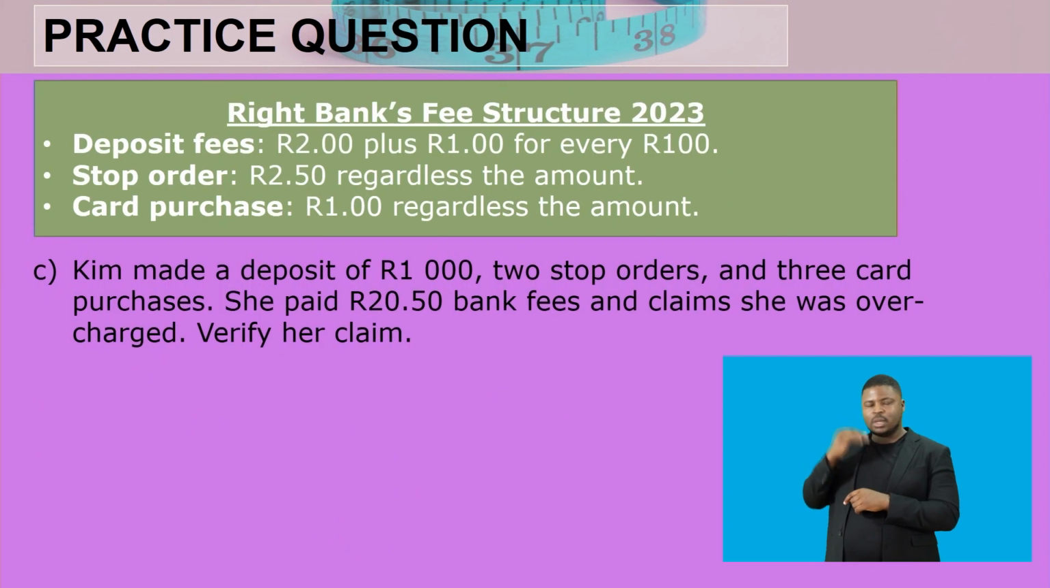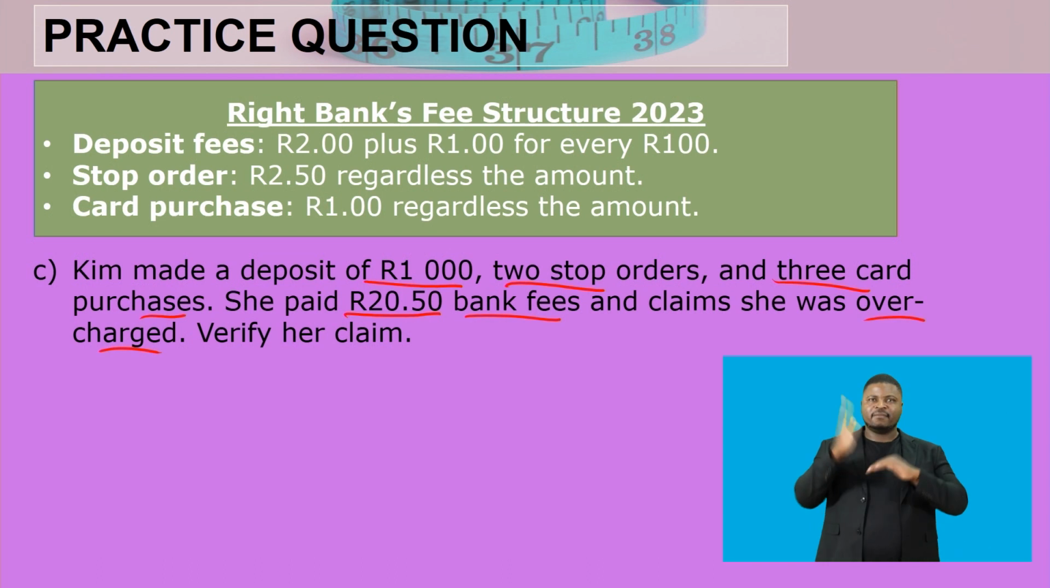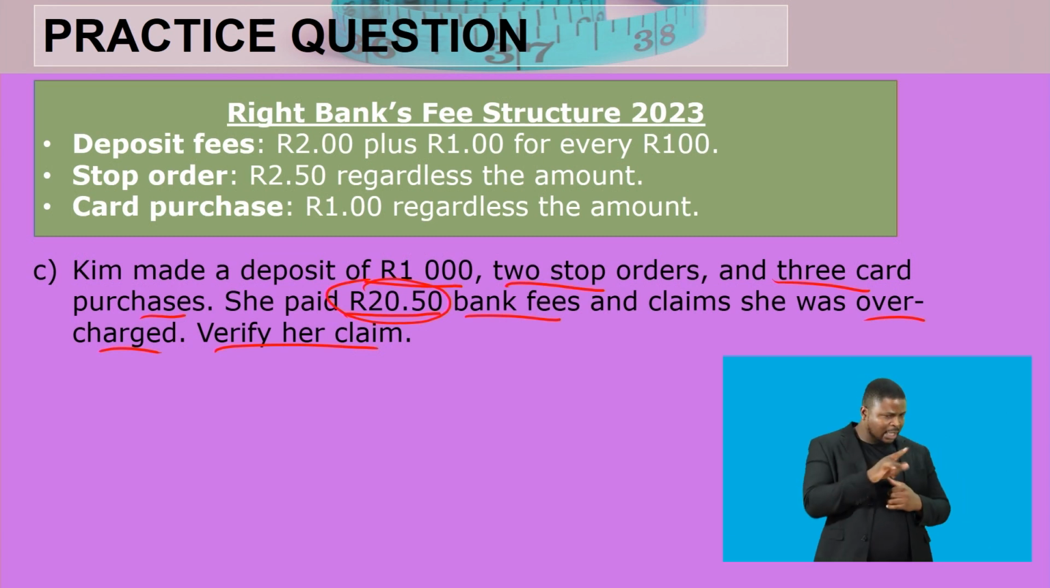We go to the next question. The next question says, Kim made a deposit of 1,000 rand, 2 stop orders, and 3 card purchases. She paid 20 rand 50 cent bank fees and claims that she was overcharged. She claims that this 20 rand 50 cent was more than what she expected. Verify her claim. Firstly, we have to calculate these fees individually. We start with the deposit fees. Deposit fee we already calculated in our previous question, and the fee for deposit was 12 rand.